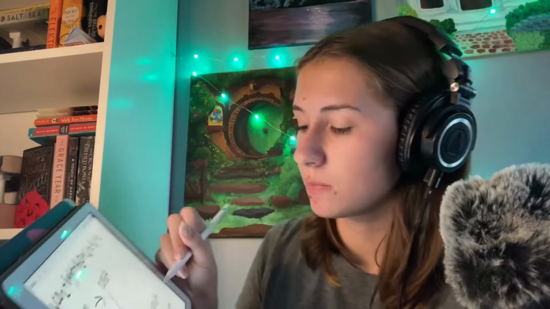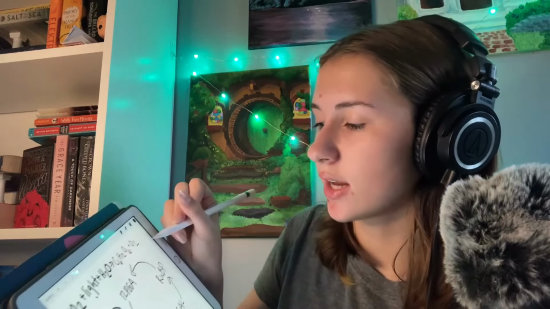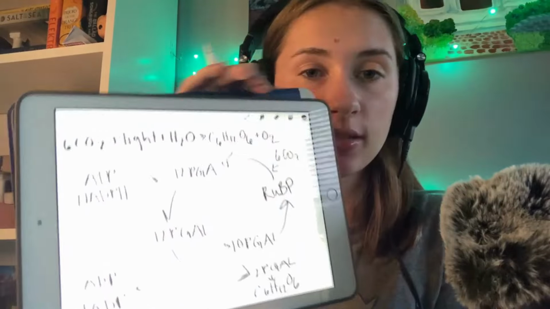Glucose is actually C6H12O6. So now we've just made glucose. That 10 PGAL is going to add to this thing called RuBP. And the RuBP is going to have 6 CO2 added to create 12 PGA again. So as you can see, it's a circle.